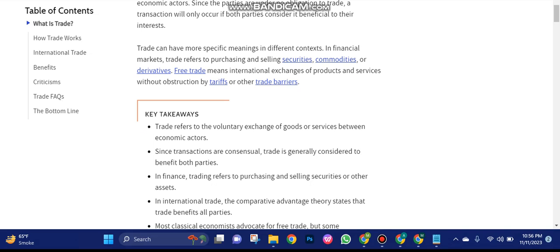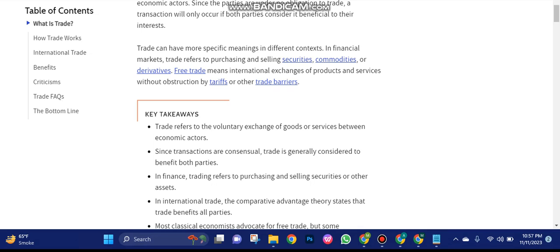In financial markets, trade refers to purchasing and selling securities, commodities, or derivatives. Free trade means international exchange of products and services without obstruction by tariffs or other trade barriers.